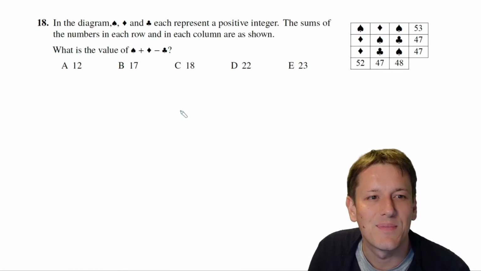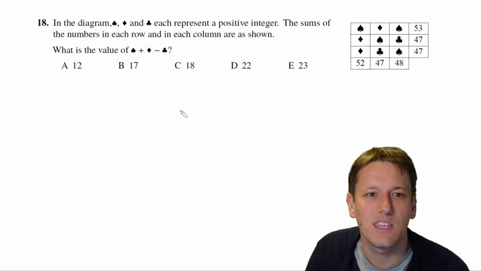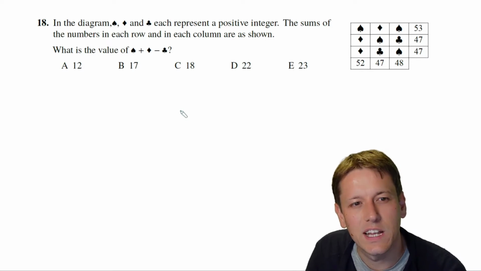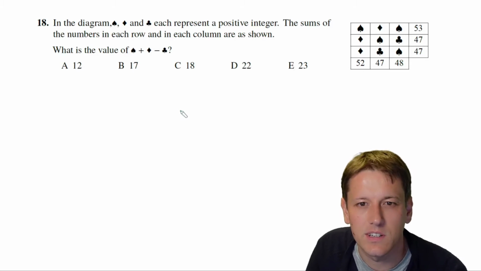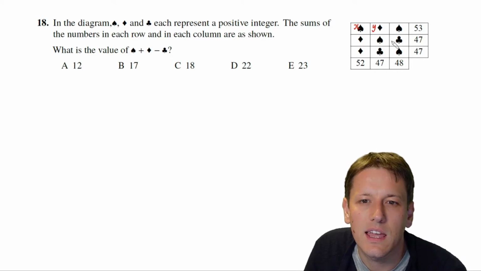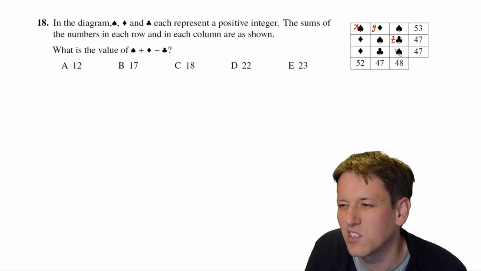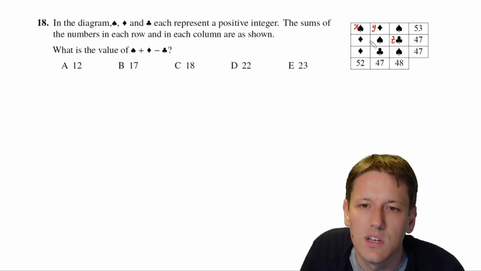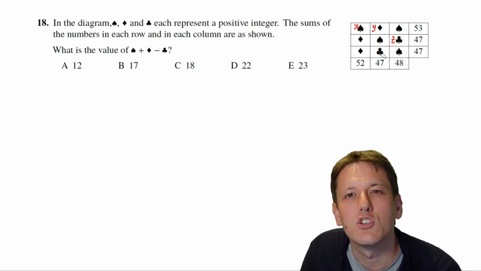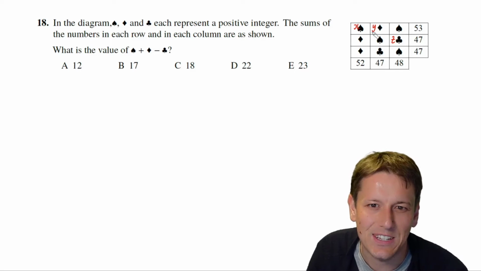In the diagram, spade, diamond and club each represent a positive integer. The sums of the numbers in each row and each column are as shown. What's the value of spade plus diamond minus club? So let's just call these X, Y and Z for spade, diamond and club. You could use S, D and C if you want to, but the S looks a bit too much like a 5 and the D looks a bit too much like a 0 for my liking, so I'm going to use X, Y and Z.